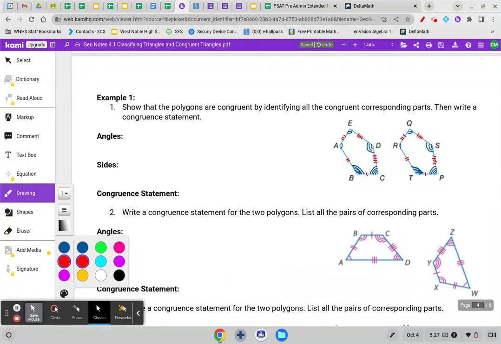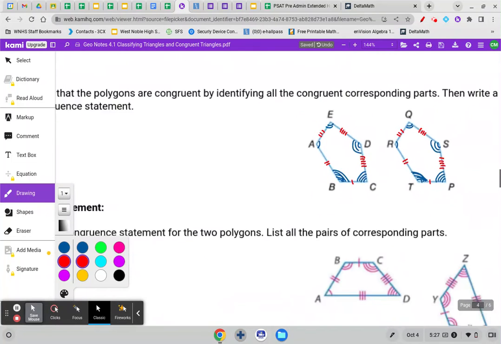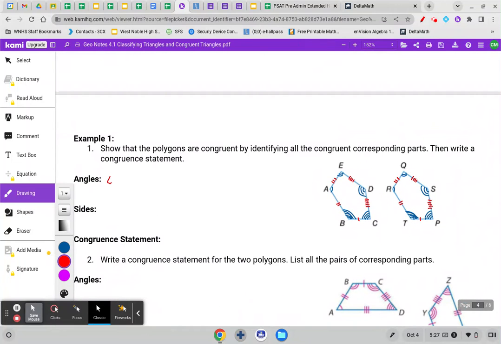So if I look, angle A and angle R are congruent, so I can just say angle A is congruent to angle R. And then I keep going. Angle E is congruent to angle Q. Angle D is congruent to angle S. Angle P is congruent to angle C. Remember, this is the congruent symbol. A equals with a squiggly on top. And then angle B is congruent to angle T.